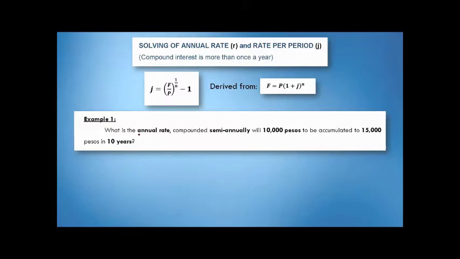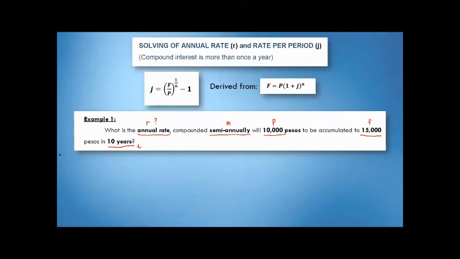Example number 1, what is the annual rate, compounded semi-annually, will 10,000 pesos be accumulated to 15,000 pesos in 10 years? So analyze natin yung problem. Ang tinatanong is annual rate. We know that annual rate is small r. Then ang given natin, we have the compounding period, the principal money, the future value, and the time in years.